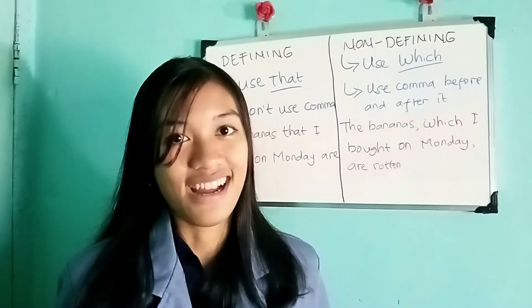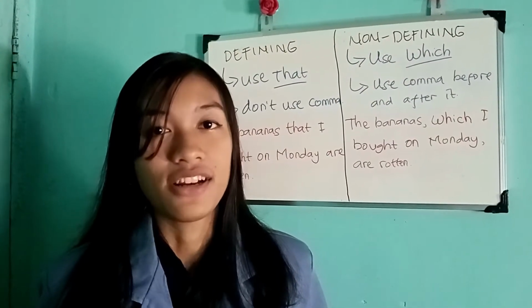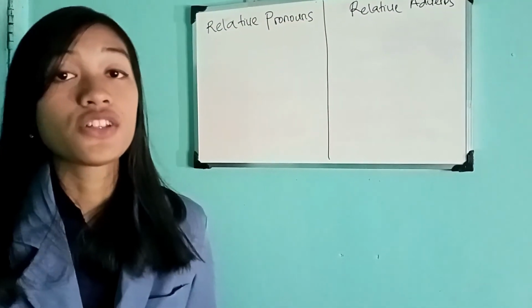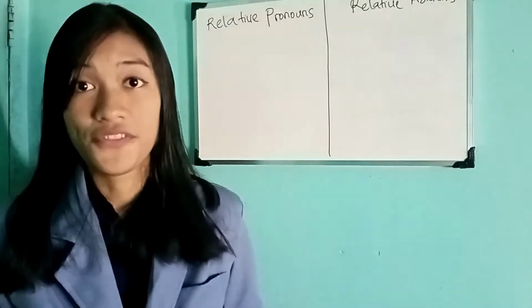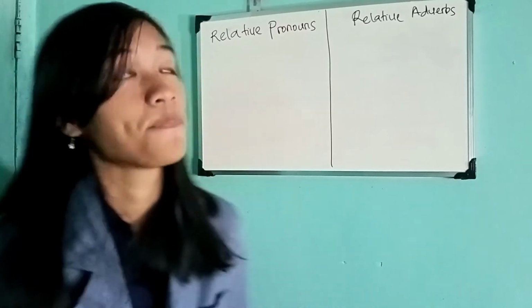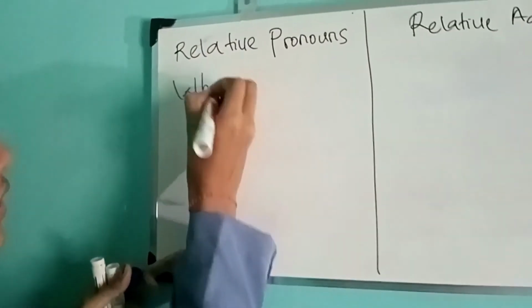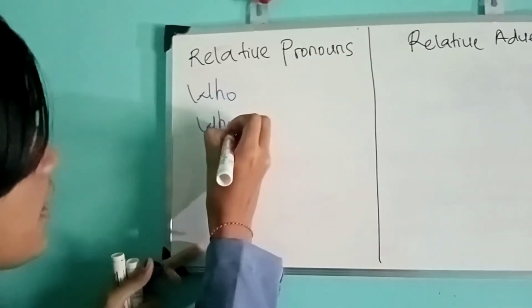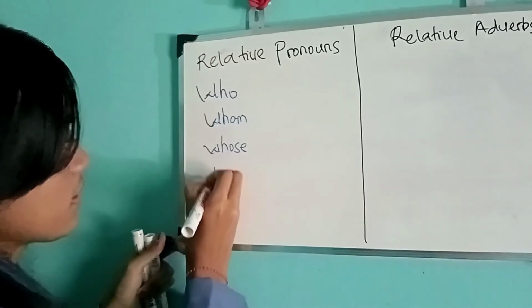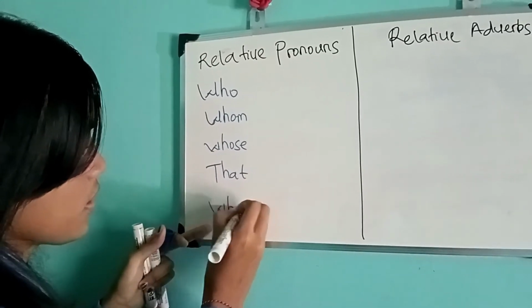It is easy, right? So let's continue to talk about relative pronouns and relative adverbs. For information, relative clause is also used to give information about a noun phrase. They are introduced by relative pronouns and relative adverbs. In relative pronouns, there are who, whom, whose, that, and which.